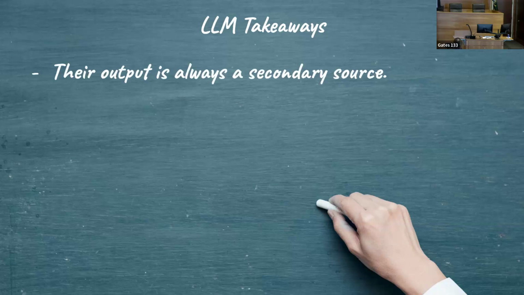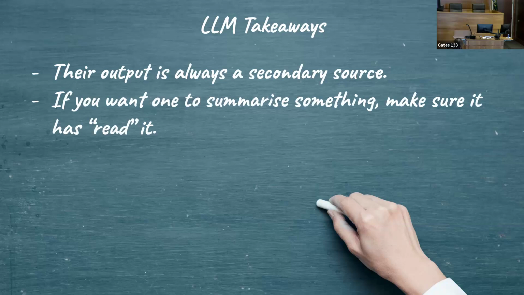So a couple of quick bits of advice. Remember, these LLMs and their outputs are always secondary sources. So do with them as you would a secondary source, which is you want to go back to the primary source like I did and actually read the bill. If you want something to summarize something, you've got to make sure that it actually reads the thing. So if you want it to summarize a bill, you've got to give it the text of the bill to summarize.